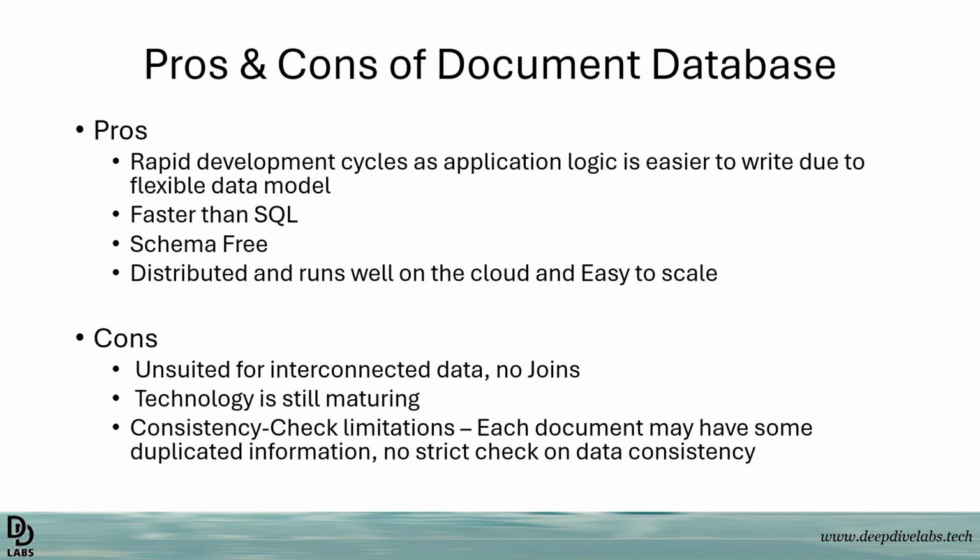So one of the key problems about the technology still maturing is the consistency check, right? We will talk in the subsequent module about some of the inherent properties of your RDBMS, your ACID properties, which may not be the case for document databases. So in a document database, there is a consistency check limitation, which means each object can have multiple duplicated information. So there is no strict check on data consistency.